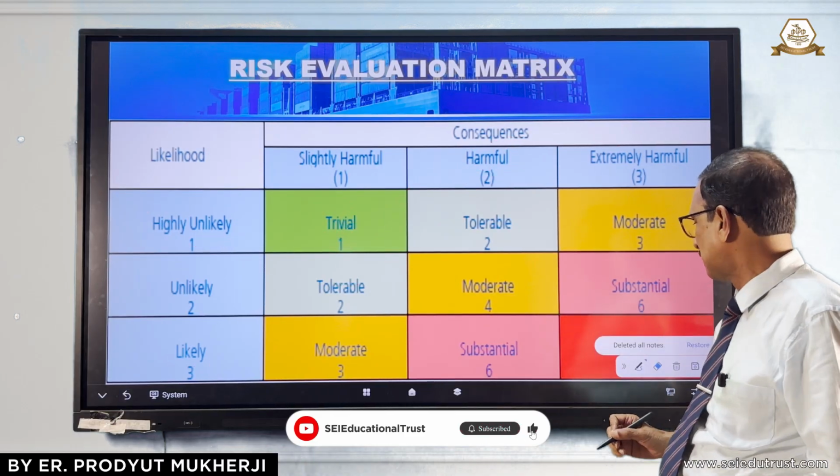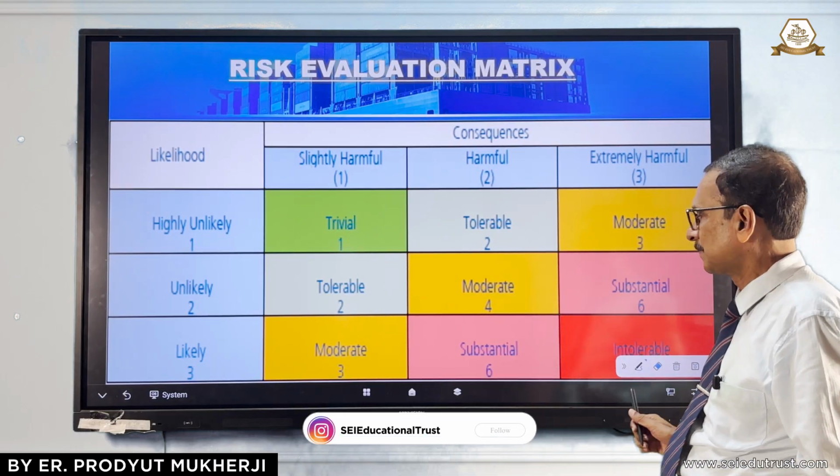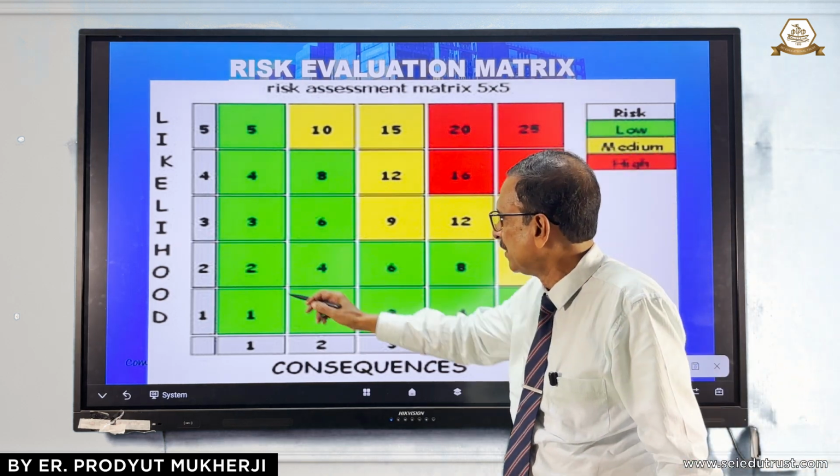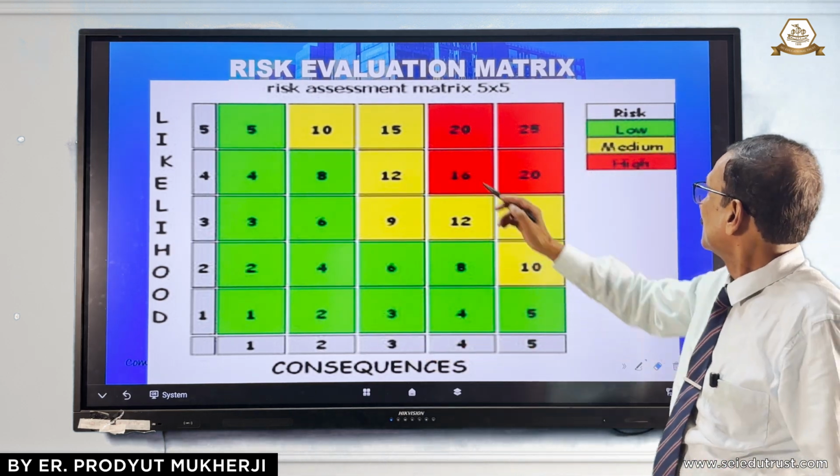Let us see another typical matrix. So all the green zone is, you can go ahead with the job.